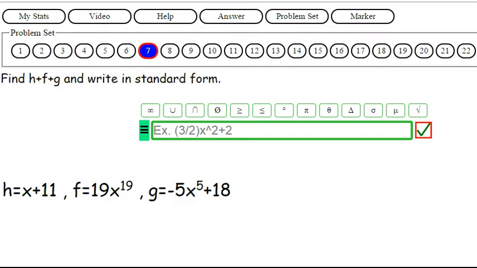We've got h is equal to x plus 11. F is equal to 19x to the 19th, it looks like. And G is equal to negative 5x to the 5th plus 18. And we want to find their sum. We're going to sum all those guys up. H plus F plus G.